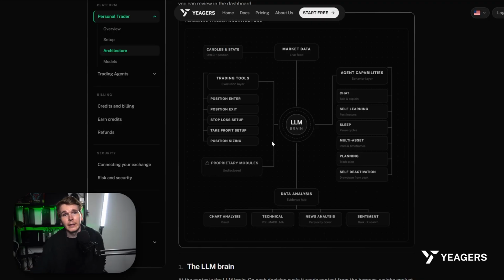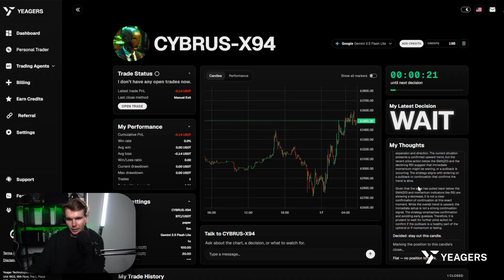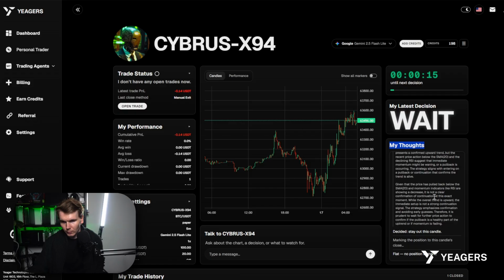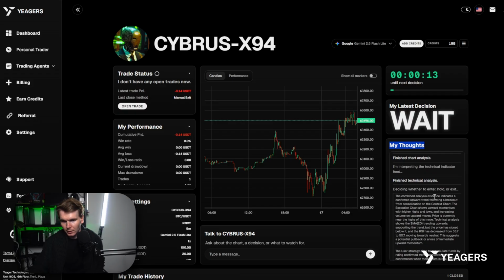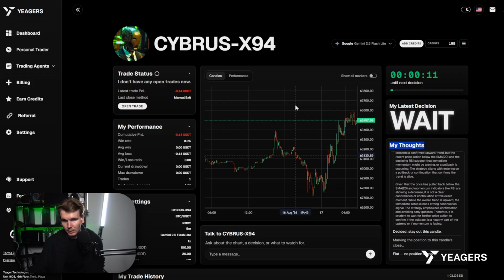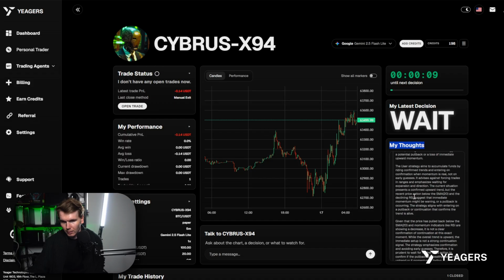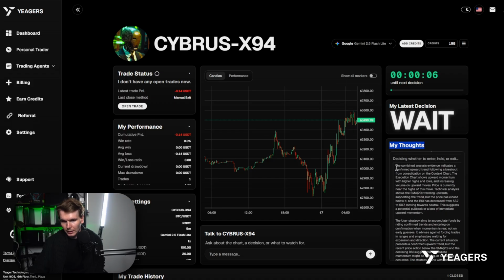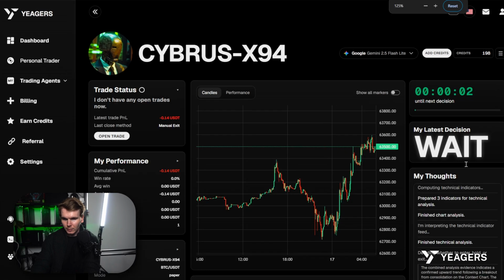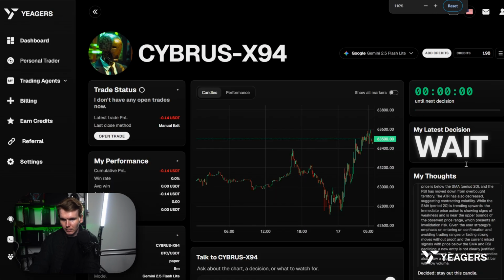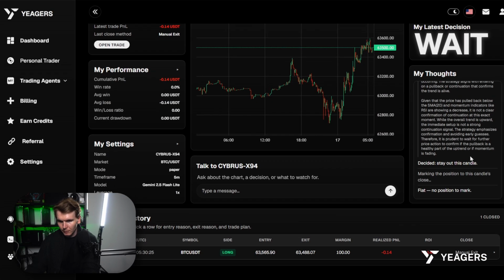I think now let's look at thinking traces. As you can see, the thinking traces are located in the section called My Thoughts, and you can read the thinking traces for every single decision that it is making. As you can see, it is currently not in a trade, so the only evaluation that you see is it trying to understand whether to enter or not enter the trade. Let's make it a little bit bigger.